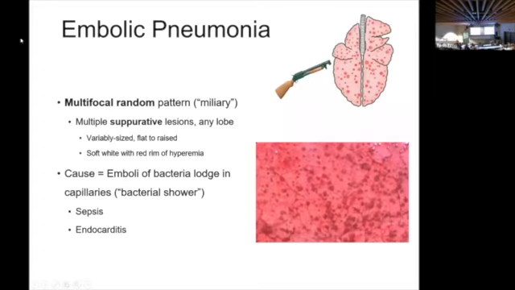Questions on interstitial. Bronchopneumonia comes in through the airways, interstitial comes in through the vessels.